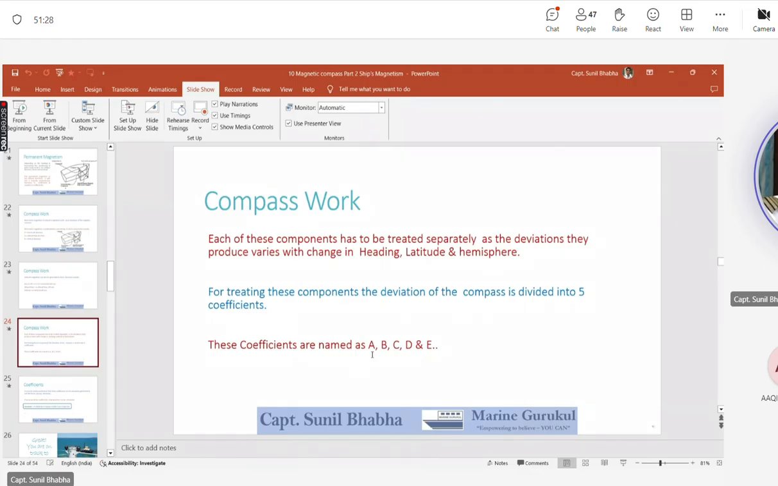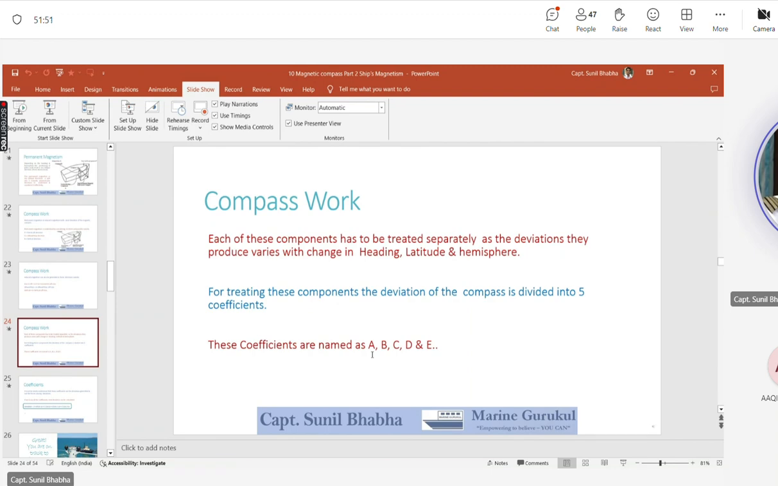Now how do we separate it? We separated the properties of the deviation. Out of that 10 degree, it is possible that 1 or 2, let us say 1 degree, may be constant deviation throughout. The ship goes on any heading and that deviation does not change. So that falls under the category of coefficient A.